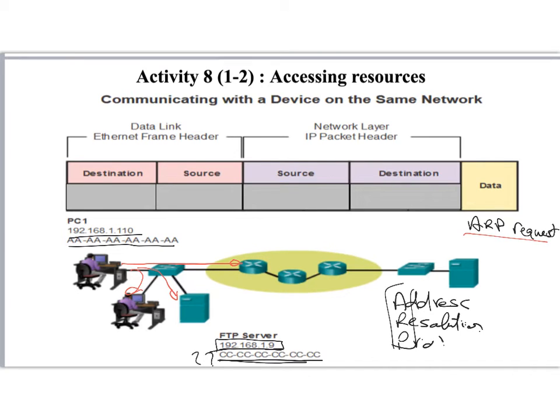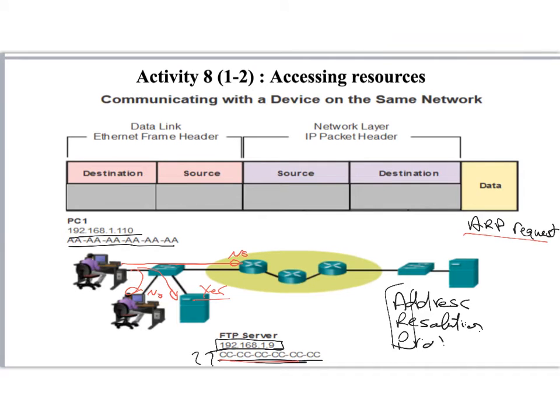Okay? So my only option is to send this as a broadcast or unicast or multicast? Broadcast. So I sent this ARP request in a form of broadcast to ask everyone in the same local area network who has the IP address of 1.9. So this guy will say, no, I'm not the one. This guy will say, no, I'm not the one. This guy will say, yes, I'm the one, and my physical address is all C's.